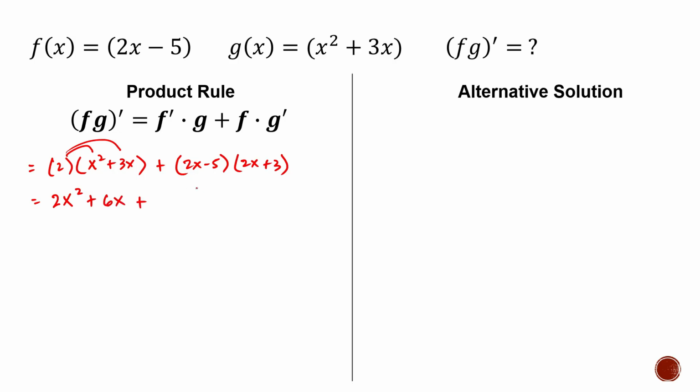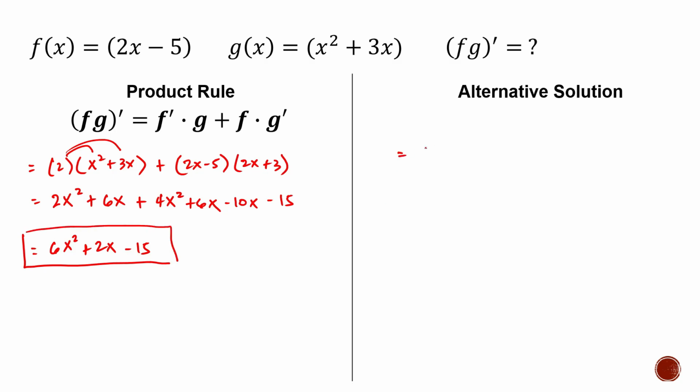And plus, here we will use the FOIL method, obviously. So 2x and 2x is 4x squared. 2x and 3 is positive 6x. Negative 5 times 2x is negative 10x. And negative 5 times 3 is negative 15. And then let's combine the similar terms. 2x squared and 4x squared, they're the same. So that's 6x squared. And then we have a 6x and a 6x and a negative 10x. So that would be plus 2x, right? 6 and 6 is 12, minus 10 is equal to 2. Minus 15.